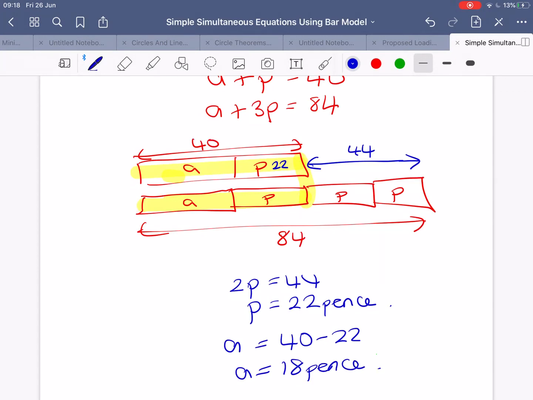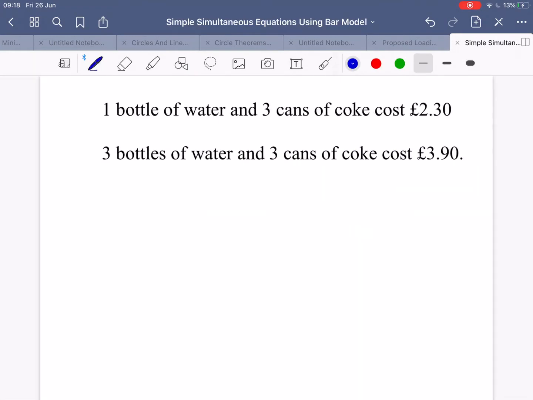Right, I've got, I think, 2 or 3 more examples. So this one hasn't given us any pictures this time. It's just a worded question. But again, the first thing I'm going to do is define what my letters are going to represent. And in this case, I'm going to use W for the cost of a bottle of water. And I'm going to use C for the cost of a can of Coke.